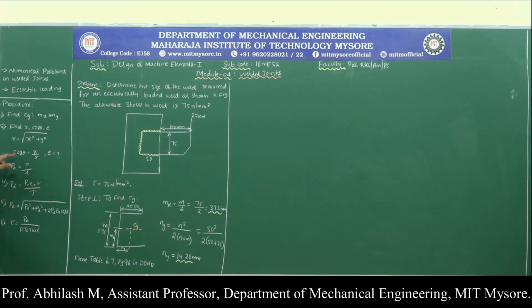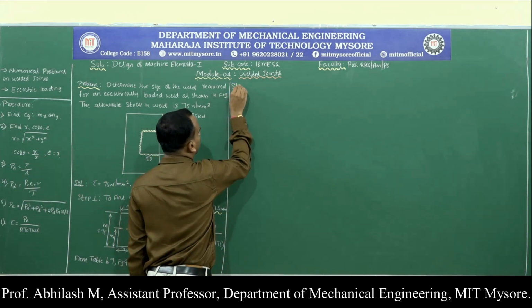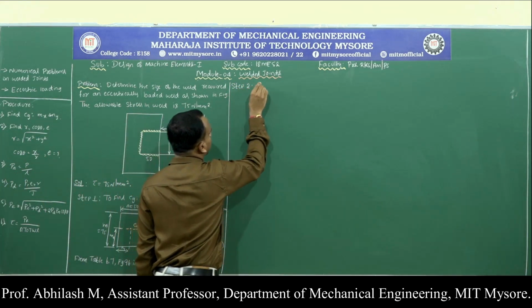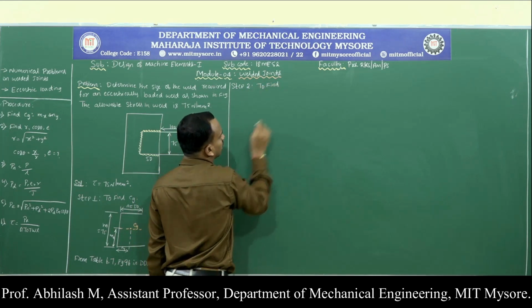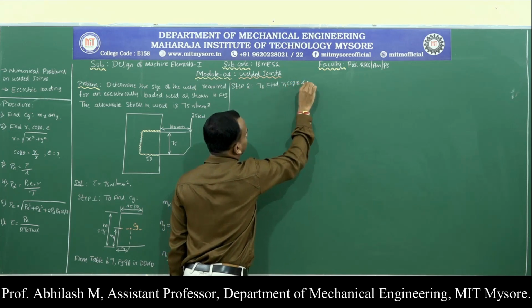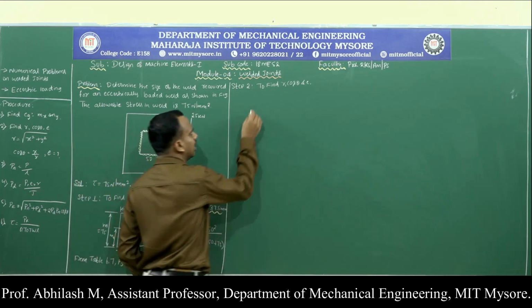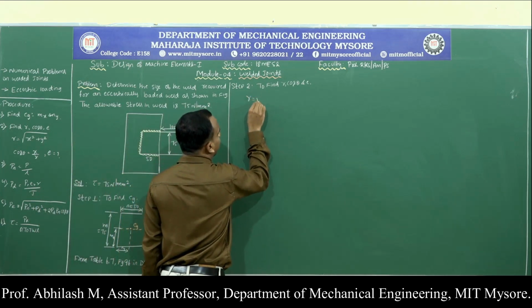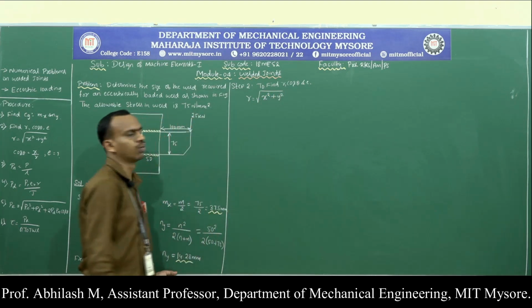Next we are supposed to calculate step 2, where we are supposed to calculate the value of R, cos theta as well as E. We are supposed to calculate those 3 values. So step 2 is to find R, cos theta and E, where R is given by root of x square plus y square.